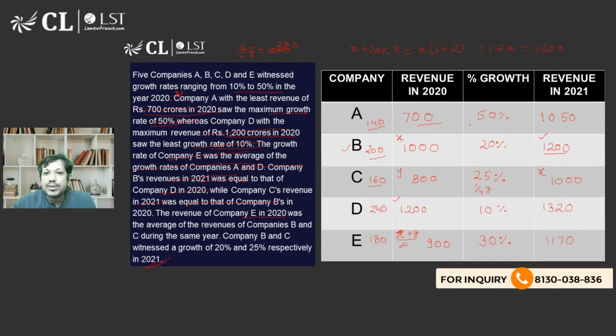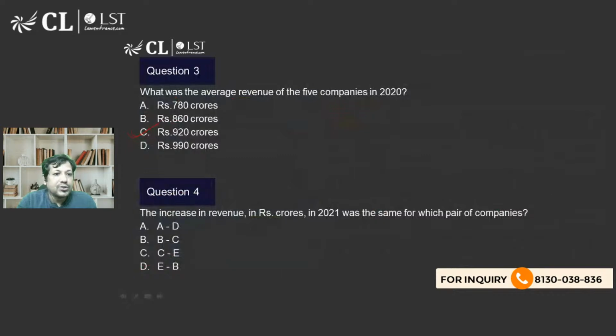So here the increase is 350. Here the increase is 200. Here the increase is 200. Here the increase is 120. And here the increase is 270. So basically the increase is the same for B as well as for C. So the answer of this question is going to be B and C. That is my option 2.